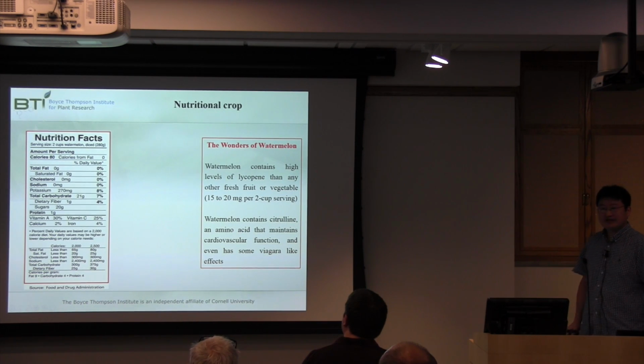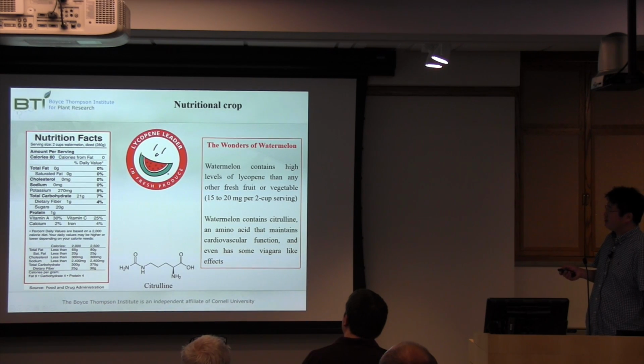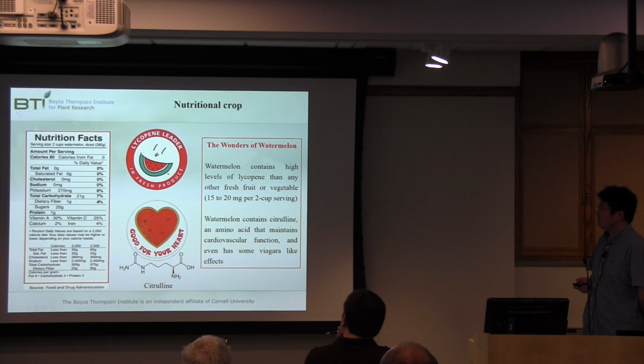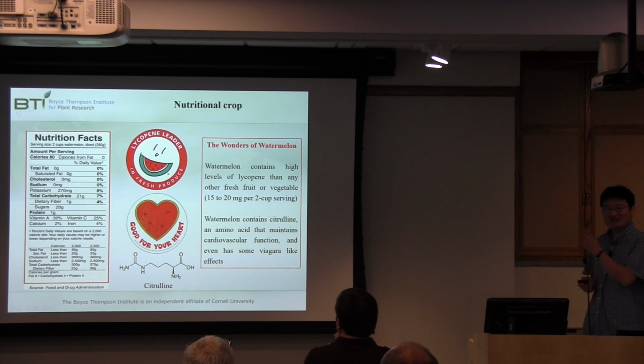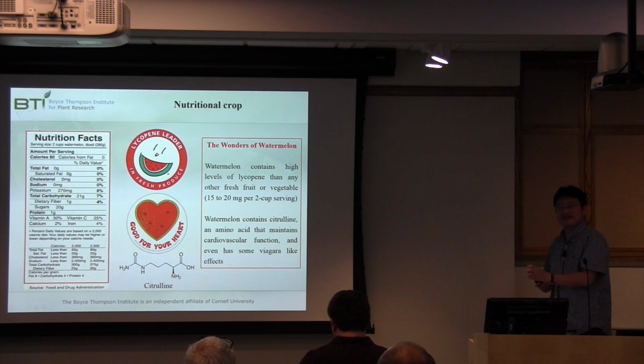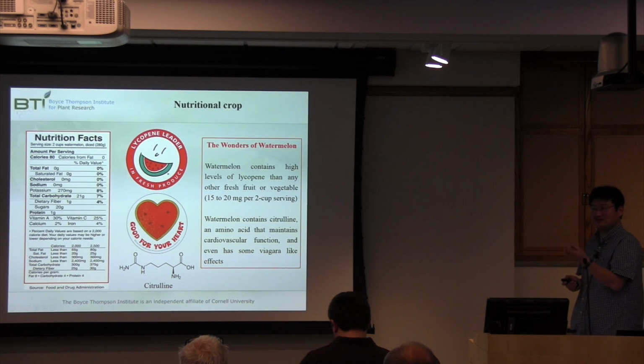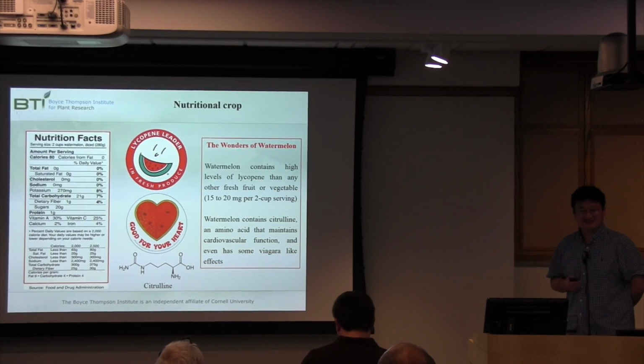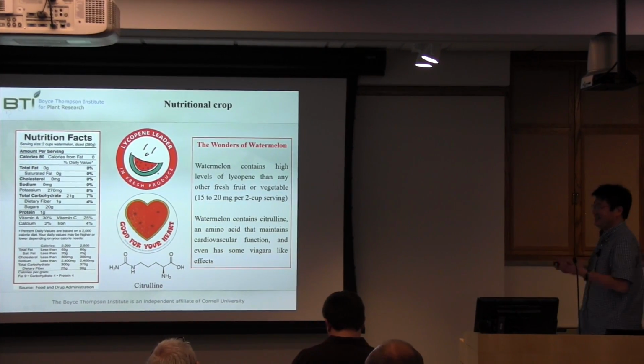Watermelon is also a very nutritional crop, and this is the nutrition fact. Watermelon contains very high levels of lycopene, higher than any other fresh fruit or vegetable, like 15 to 20 micrograms per 2-cup serving. That's very high. Watermelon also contains citrulline. The name citrulline was derived from the Latin name of watermelon, Citrullus lanatus. This is a very important amino acid that maintains cardiovascular function, and there's also a report that this amino acid has some Viagra-like effects. But it's certainly good for your heart, for your health.